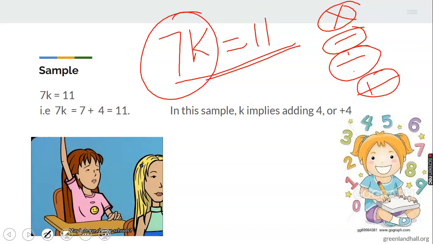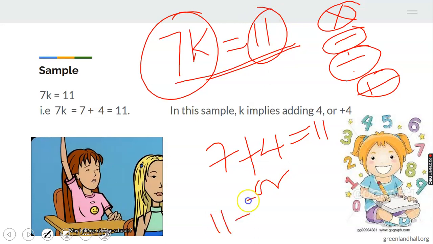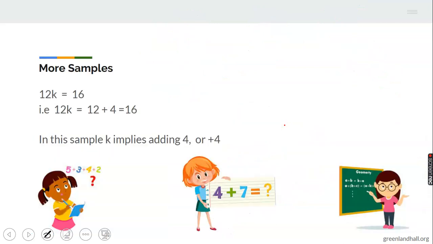Okay, Mr. Moore, oh, okay, I can see a way. That means if I add what? 7 plus 4 is going to give me 11. Wow. That's correct. And another way we can do this, since we have 11 here, we can say 11 minus 7. That gives us 4. Brilliant work. So that means k in this sample implies adding 4 or plus 4. It also means that k implies 4.